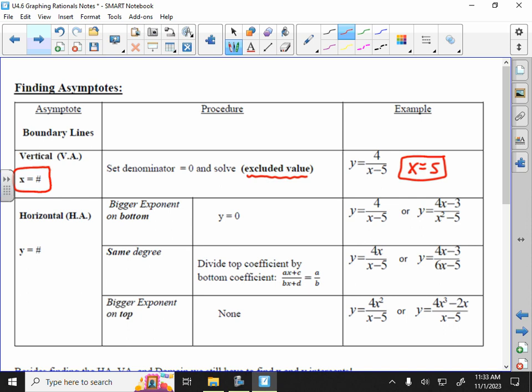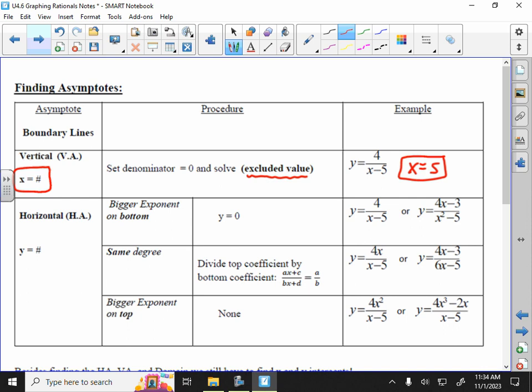All right, so if we look at the top exponent and the bottom exponent, so that's the degree of the polynomial on top and degree of the polynomial on the bottom. That's kind of what we're looking at. There's 3 different cases that we can come up with. So one case is when the bigger exponent is on the bottom, meaning the bigger degree is on the bottom. In that case, the horizontal asymptote will always be y equals 0.